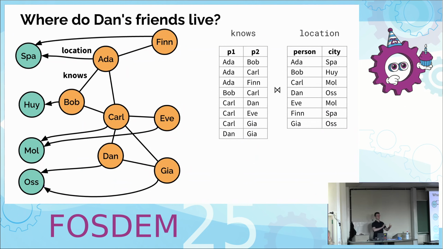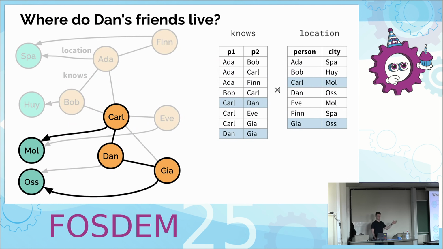Well, let's take the middle part of our social network where we have 4 cities and 7 people, and we want to ask a question: where do the friends of the person Dan live? We can take this graph and then we can represent it as 2 tables. We have a Knows table with person 1 and person 2 pairs, and we have a location table that says where a specific person lives. Now, it's easy to see from the graph that Dan has 2 friends, Carl and Gia, and they live in Mol and Os. And you can also see that this is represented in the tables.